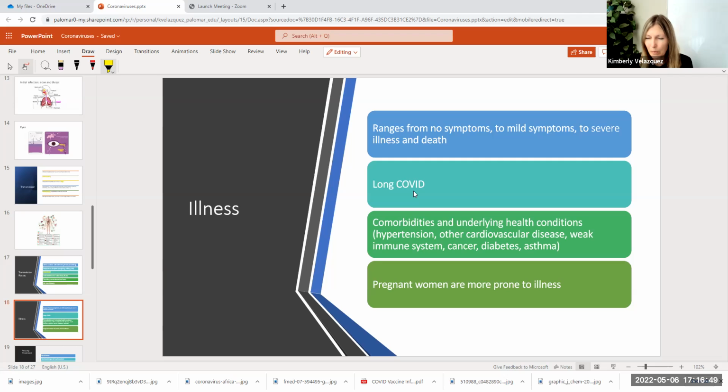Lots of comorbidities and underlying conditions can cause you to be at higher risk of serious illness and death. You can see the list there: high blood pressure, other cardiovascular disease, having a weak immune system, cancer, diabetes, asthma. And pregnant women are more prone to illness. That's why they're urging pregnant women to get vaccinated. There is no possible way for that vaccine to damage the baby in any way. And it protects you from infecting the baby and from you yourself possibly dying.